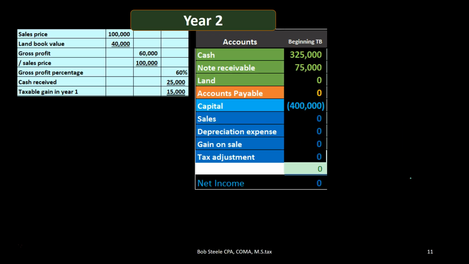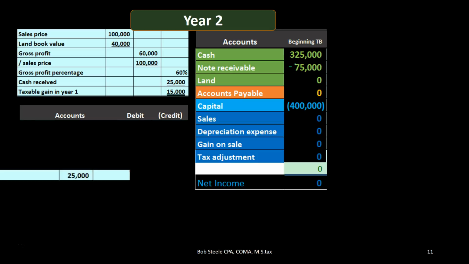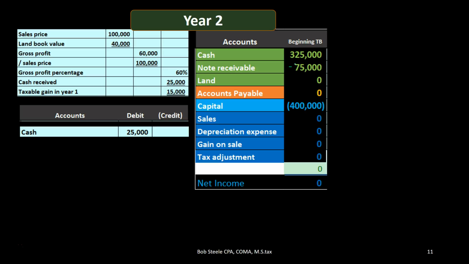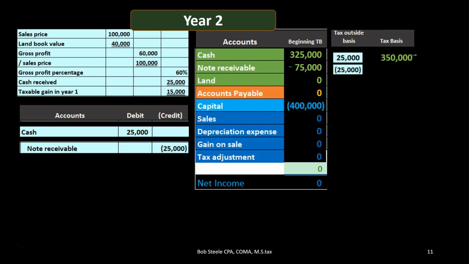Year 2 then would look like this. For book accounting purposes, we've got the 75,000 over here. We're going to collect cash, obviously, in year 2 on this installment. We get the second installment, 25,000. Cash would then go up by the 25,000, like so. And then we would take it out of the note receivable. The note receivable now needs to go down. They owed us 75. They paid us 25. Therefore, they only owe us 50.